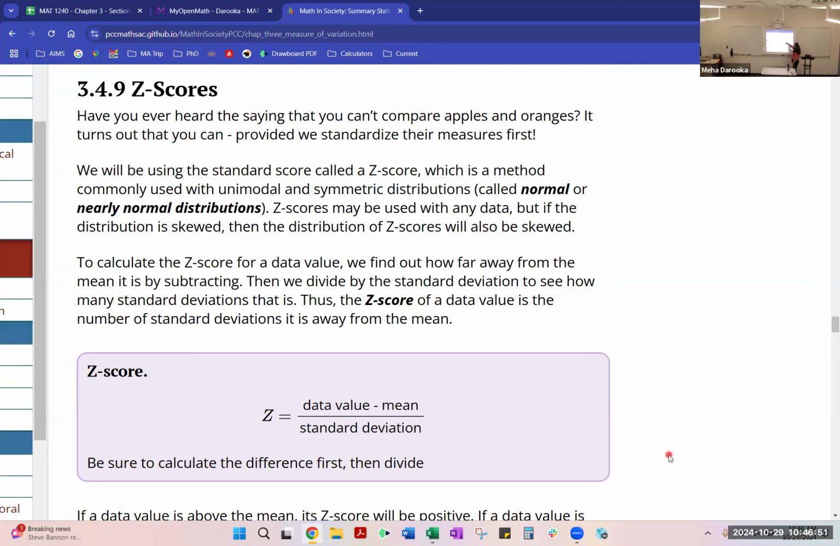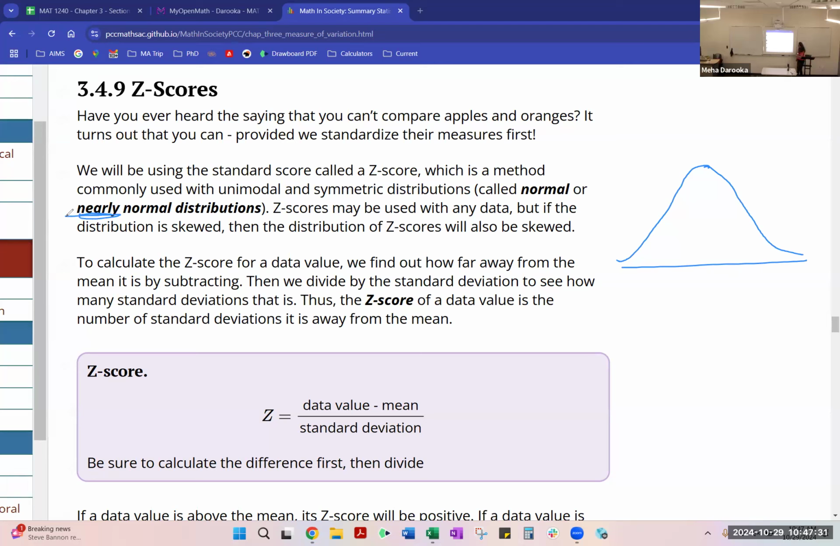Z-score is a method commonly used where you have a unimodal and symmetric distribution. So think about the bell curve, right? Your bell curve is going to be unimodal and approximately symmetric. This is my attempt at a bell curve. Not too bad. So unimodal, approximately symmetric, which is where the term normal or approximately normal distribution comes in.